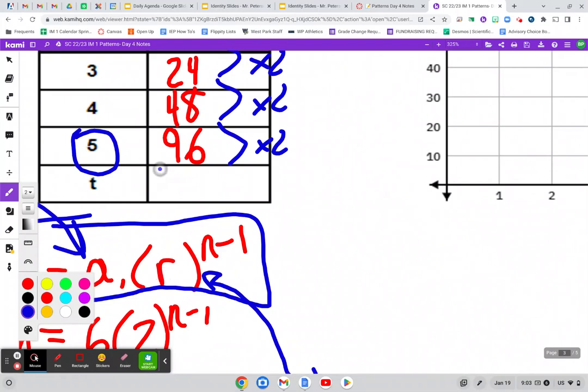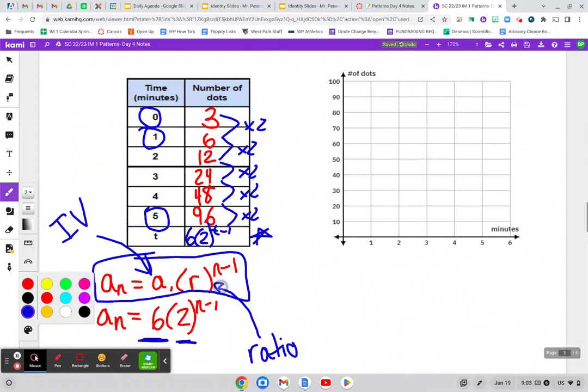So we're going to say, okay, well, our initial value is 6, and we are multiplying 2 t minus 1 times to get to whatever desired term number it is that you want. So this right here, boom, is going to be the expression. Okay, it's just this. It's the same thing. It's just using t instead of n. Same difference.